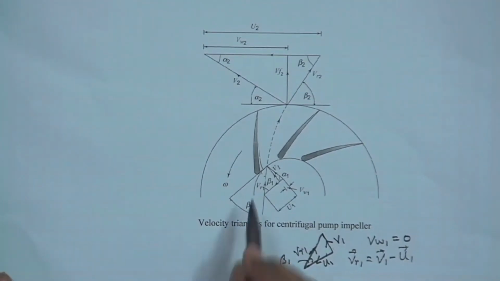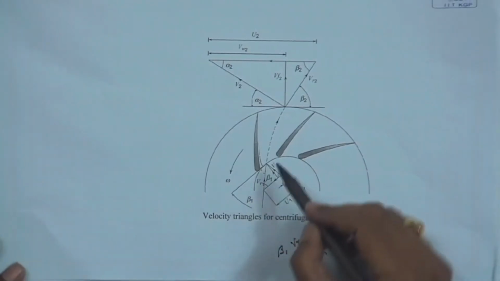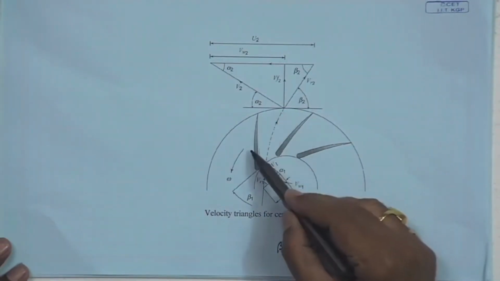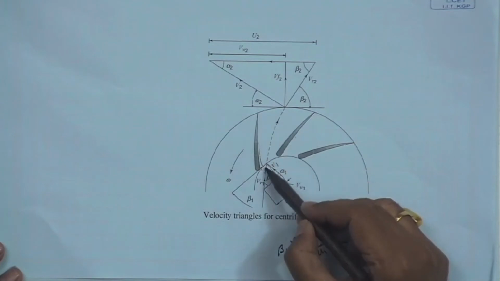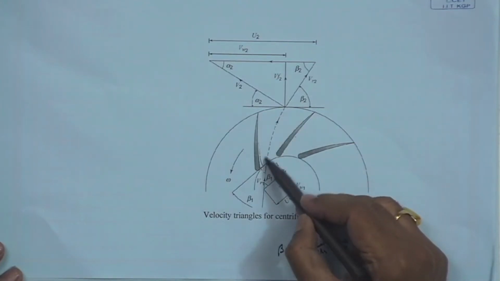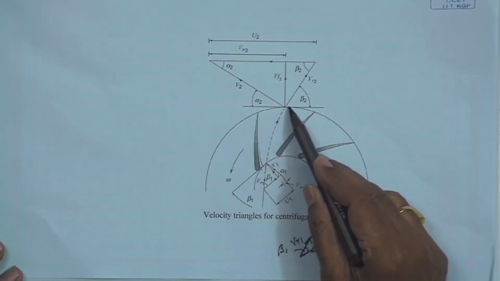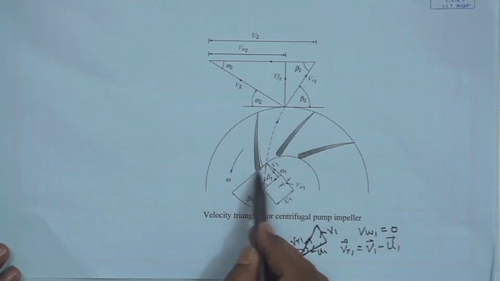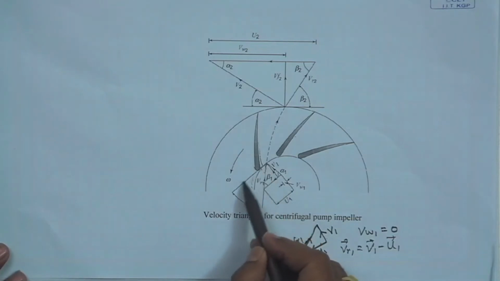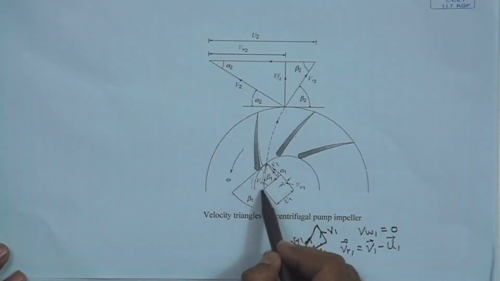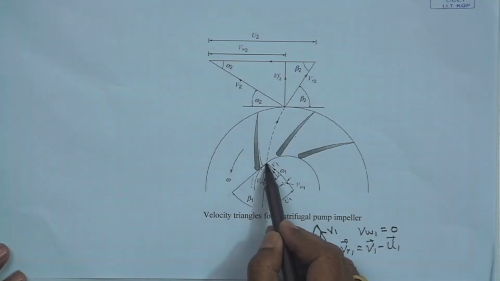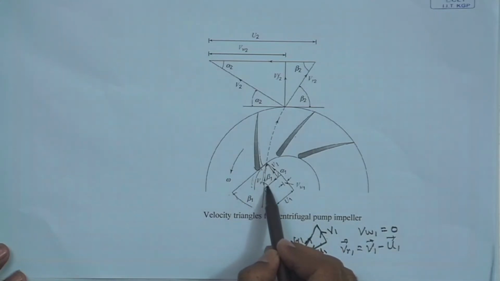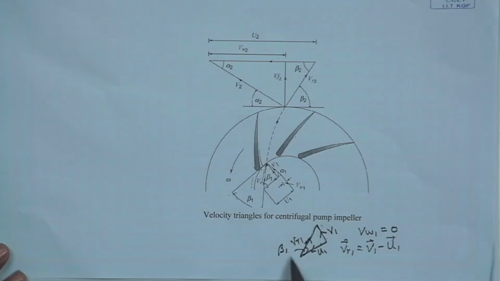For smooth entry, this has been shown as a broken line between the two blades in the blade passages, as a representative path line of the fluid element. This beta 1 is parallel to this line, that means it is the impeller blade angle at the inlet. This is the tangential direction, and this is the blade tangent at this point, the blade profile. This angle is beta 1.